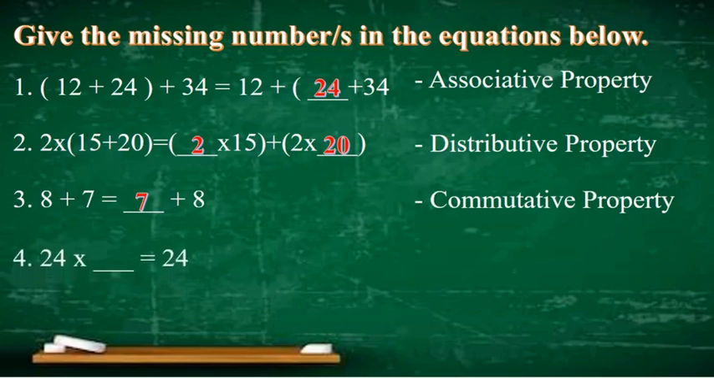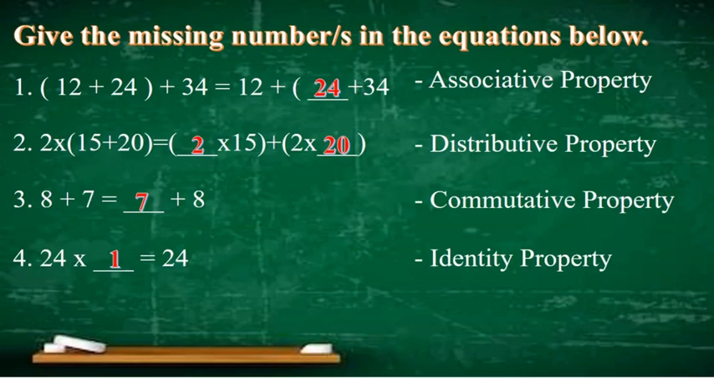Next equation. What do you think is the missing number? Your answer is 1. Why 1? The missing number is 1 because the equation used identity property of 1. It means any number multiplied by 1 will give the number itself. So you are doing good now.